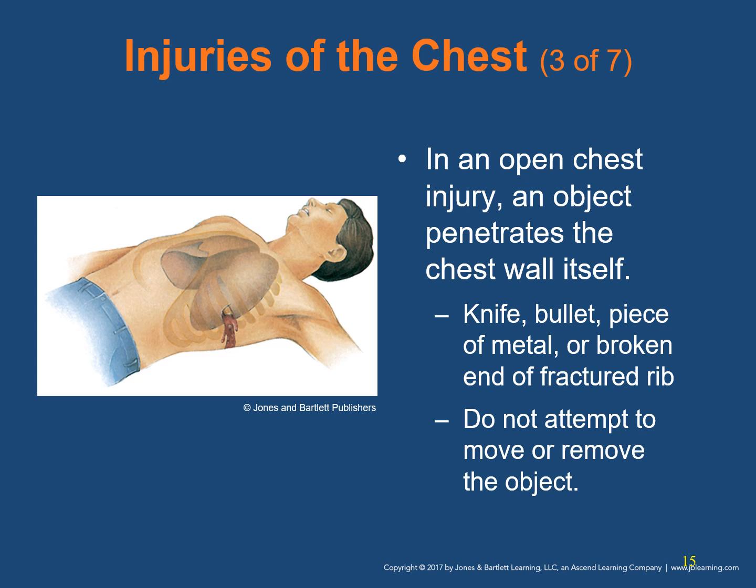In open chest injuries, an object, such as a knife, bullet, piece of metal, or the broken end of a rib fracture, penetrates the chest wall itself. Such injuries can cause instant damage, but symptoms develop over time. An impaled object remains in place. Do not attempt to move or remove the object. It may be occluding the hole in a punctured vessel, and removing it would cause heavy bleeding and may cause damage during removal.